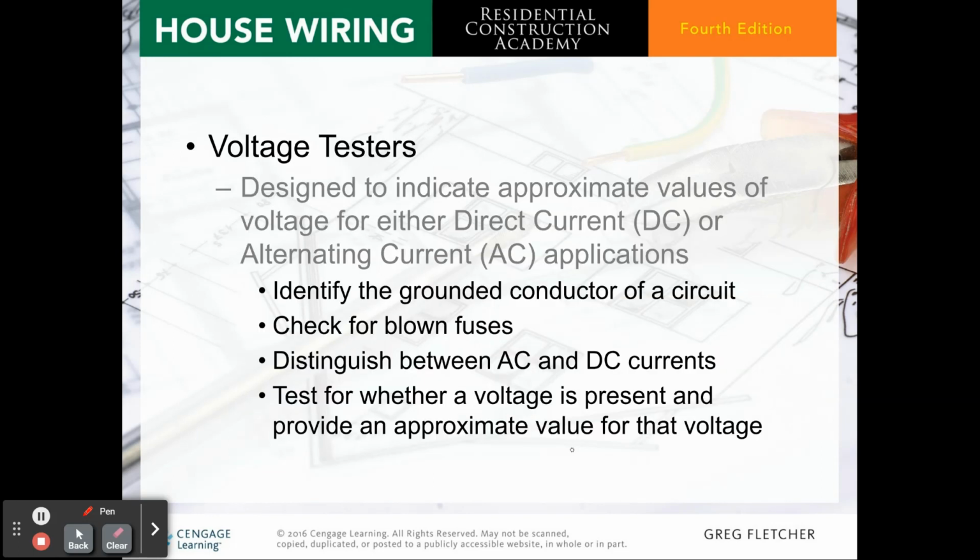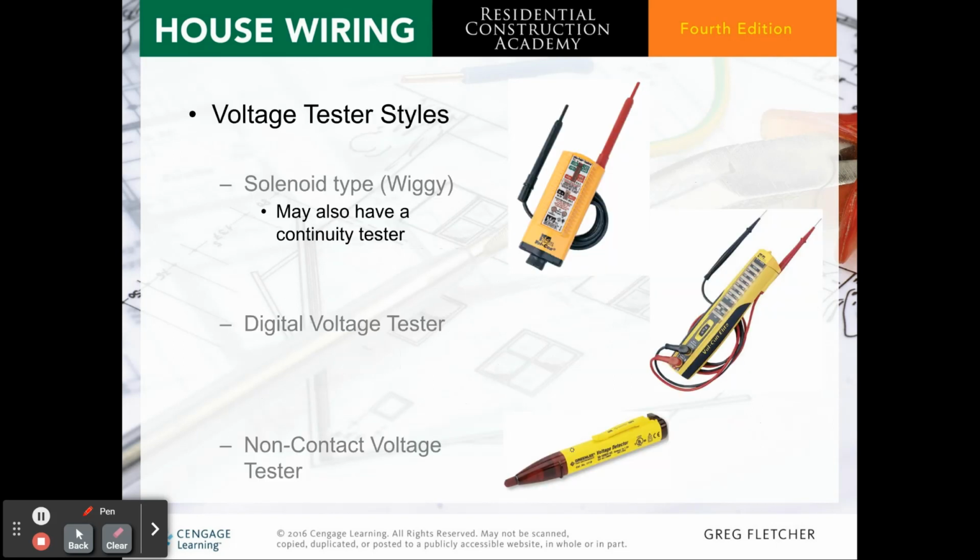Voltage testers are designed to indicate approximate values of voltage for either direct current, DC, or alternating current, AC. Most of what we're going to be doing is AC, or alternating current. They can identify the grounded conductor of a circuit, check for blown fuses, distinguish between AC and DC currents, and test whether a voltage is present and provide an approximate value for that voltage.